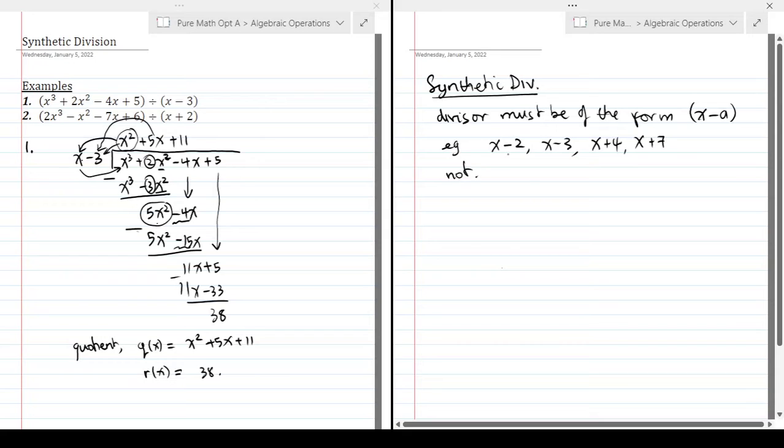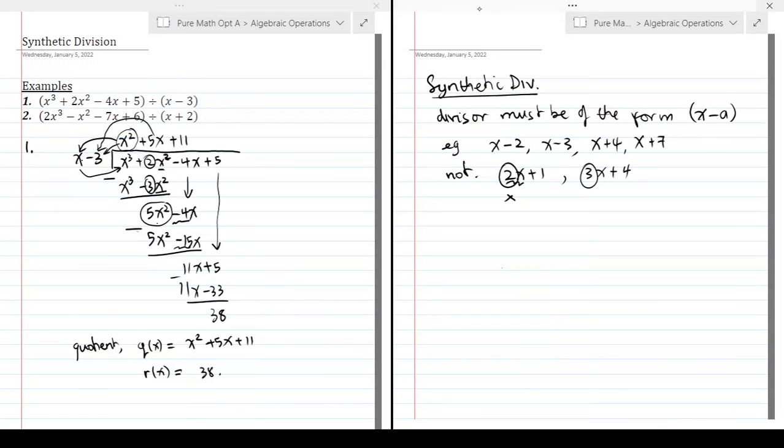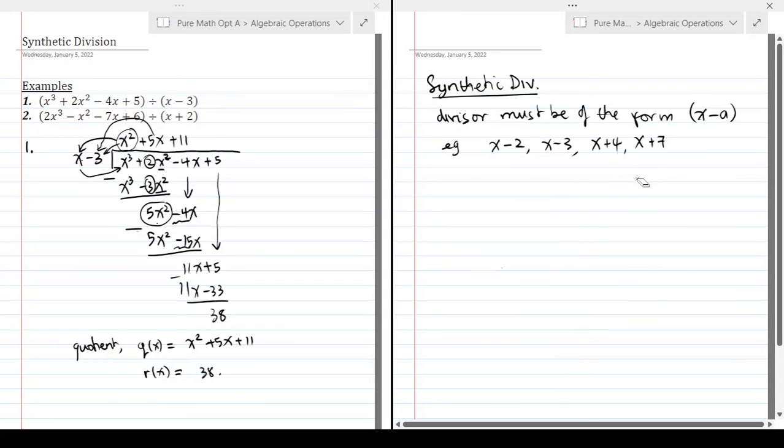But you cannot use it for something like 2x plus 1. So that 2x there, that's a problem, right? So you can't use this version of synthetic division if your divisor has a coefficient of x other than the understood 1, right? So you can't do 3x plus 4, anything like that. The 3x is a problem, right? So that is the only limitation of this version of synthetic division. You could only use it for divisors of the form x take away a.